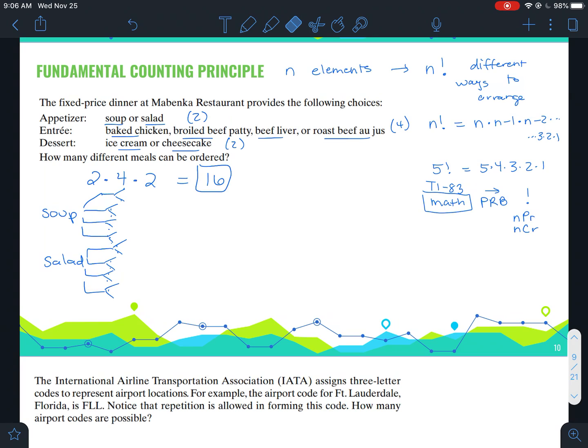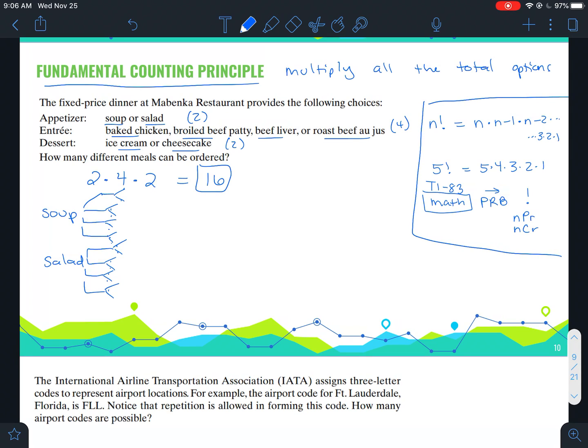Oh, sorry. This is not how you do those. You just multiply all the different options. The fundamental counting principle is not the factorial button. You just multiply all of the total options together. We're going to use factorials in a second. Sorry about that. So you're going to multiply all of the total options. Factorials and the nPr and nCr are going to be used in a second. I got ahead of myself.